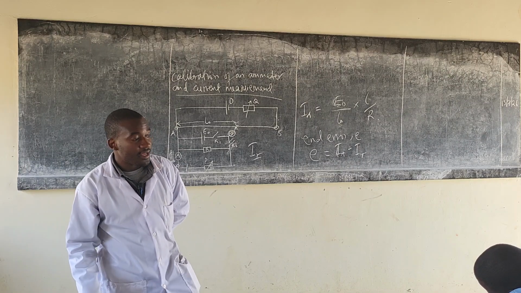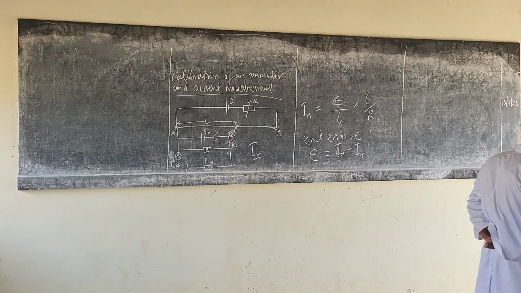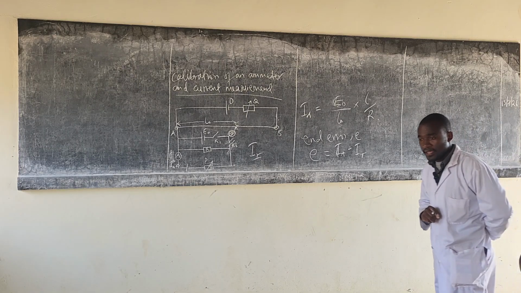This is the error that we are expecting, because for every balance length we obtain it after making sure that there is a small current that flowed in the ammeter, or that was detected by the ammeter.